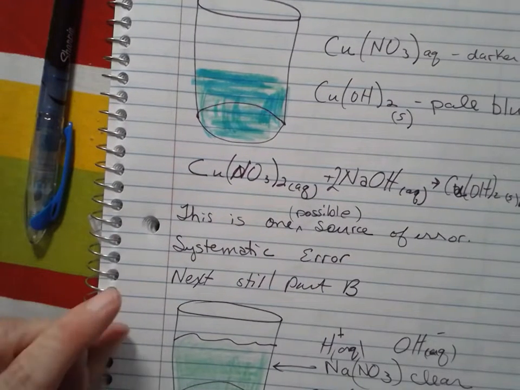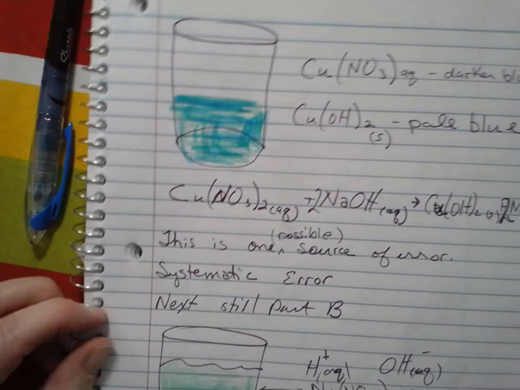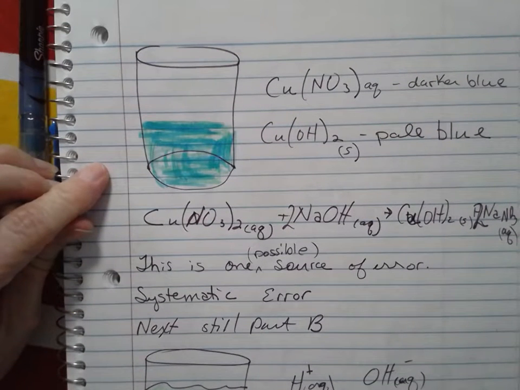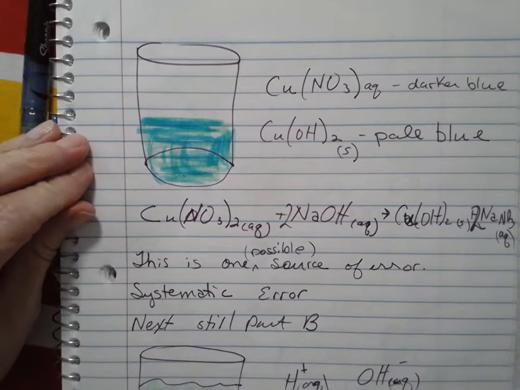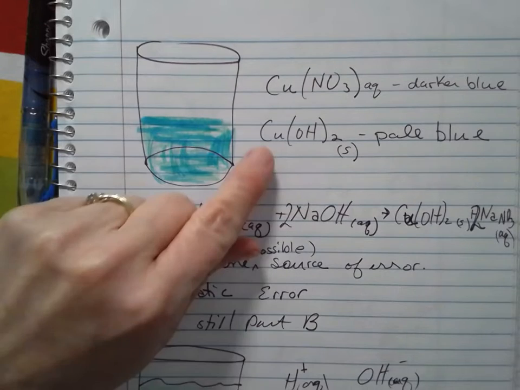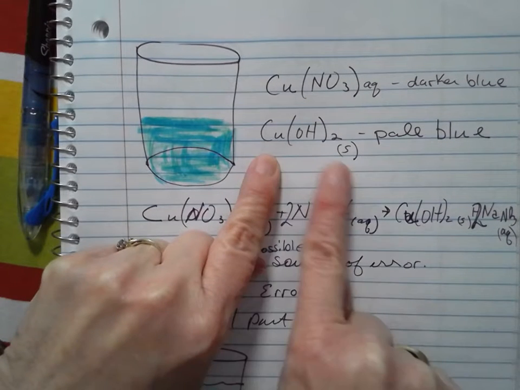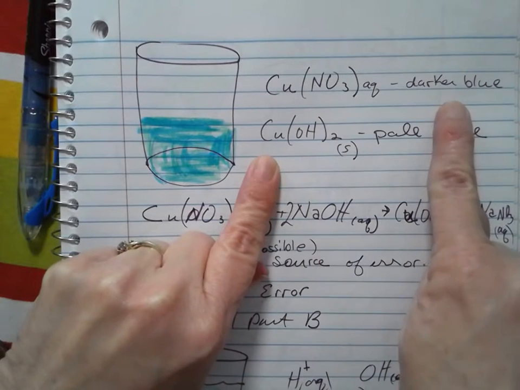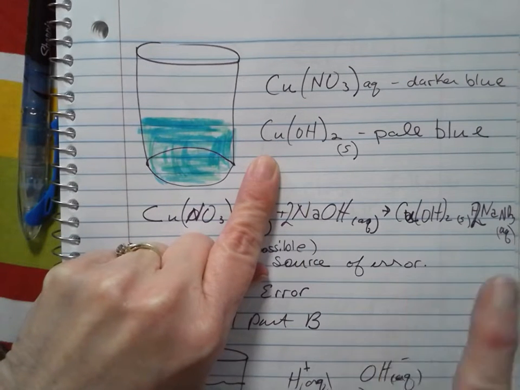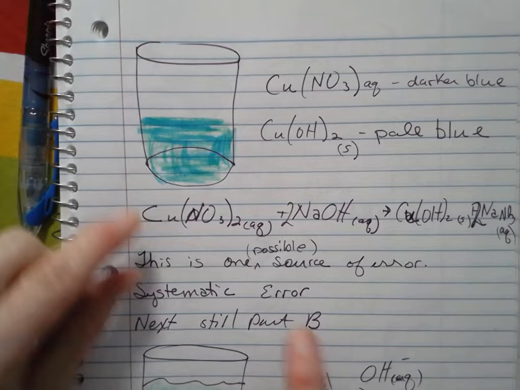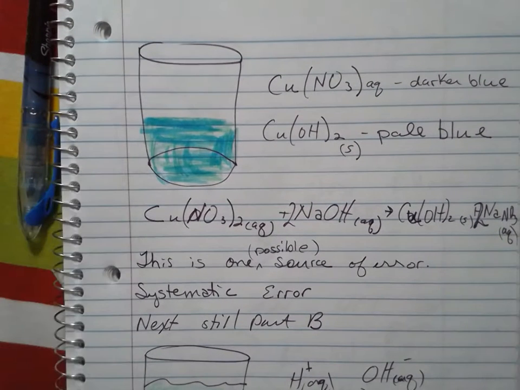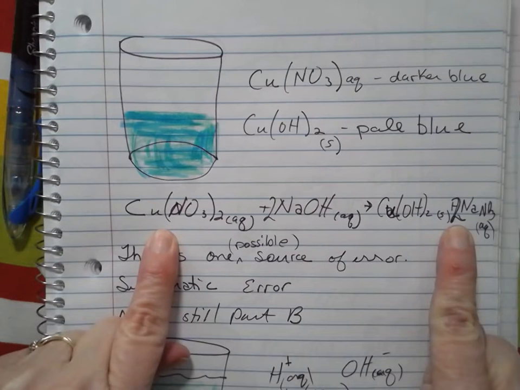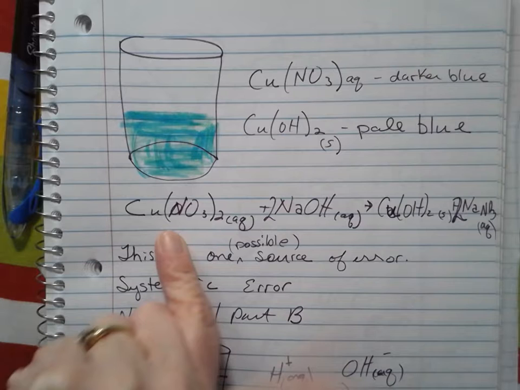if you added too much sodium hydroxide, this is what happened. You got that greenish, bluish, different color kind of thing. If you look up a picture of copper 2 hydroxide, it's like a pale blue. Copper 2 nitrate is a darker blue. If you got that different color blue that gave it that greenish tint, this is what happened here. You got this reaction happening, and you didn't really want this reaction happening.